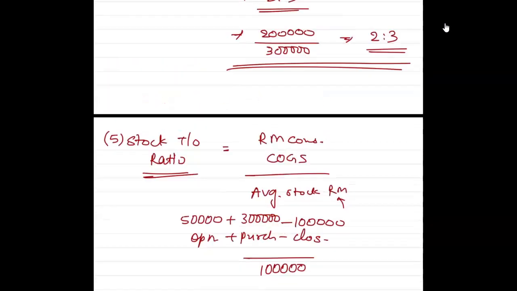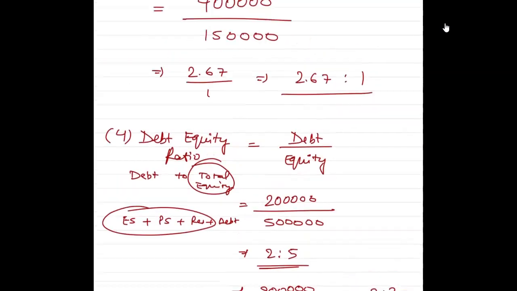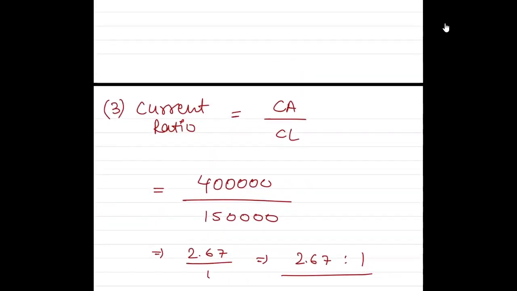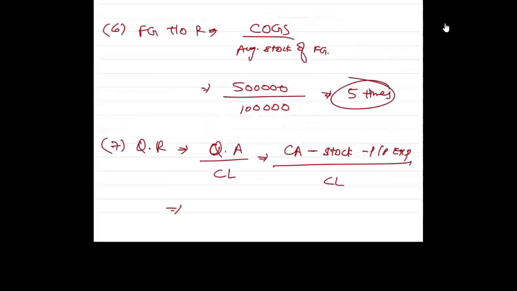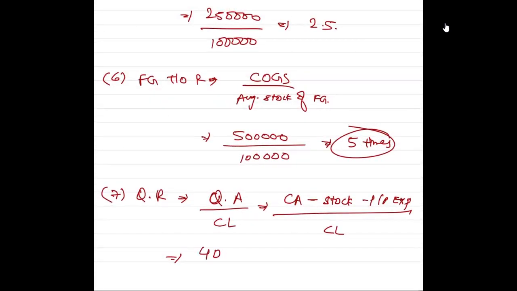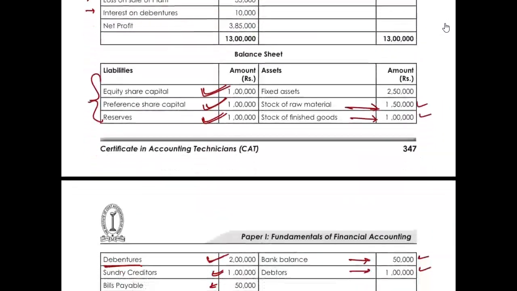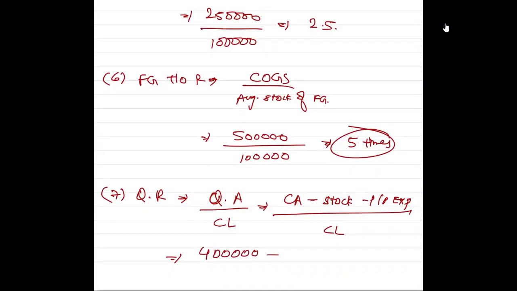Current assets, I have already totaled while calculating the current ratio. It is 4 lakh rupees. From this 4 lakh, I will deduct the value of my stock. What is the stock I have in my balance sheet? It is 1,50,000 plus 1 lakh rupees, which is the stock of finished goods and the stock of raw material. So 2,50,000 will be deducted.